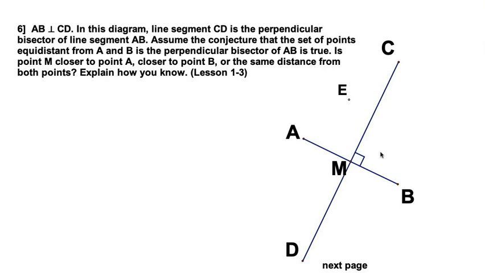Now, in this diagram, it says CD is the perpendicular bisector. Oh, again, they're saying segment. I prefer to say line CD. You can say the segment CD contained in the line CD, perpendicular bisector of the segment AB. Assume the conjecture that the set of points equidistant from A and B is the perpendicular bisector. Is point M closer to point A or to point B? Or is it the same?